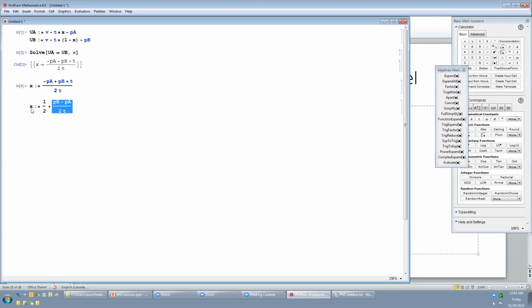When PB and PA are not the same, you can look at this term. When firm B charges a higher price than firm A, PB minus PA becomes positive, so this X value is actually bigger than 0.5. It may be 0.6 or 0.7.